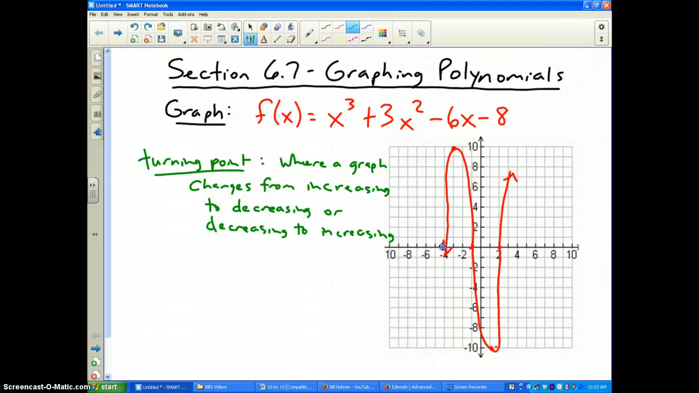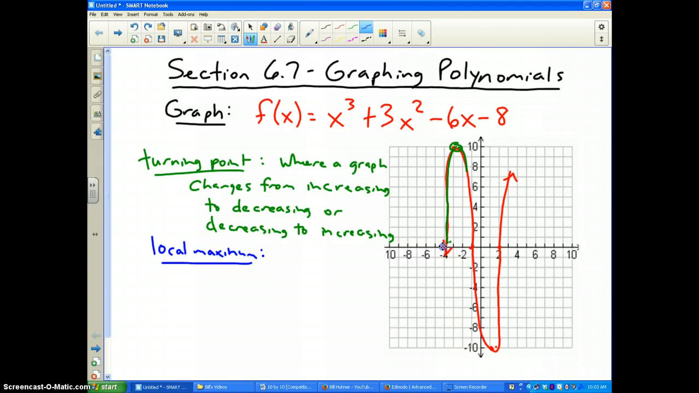So for instance, if I start going from left to right, and I'm going to try and trace this as best I can. If you notice, I'm increasing here, and then all of a sudden when I get to the top, now the graph comes back down. This point right there would be called a turning point. And specifically, it would be called a local maximum.